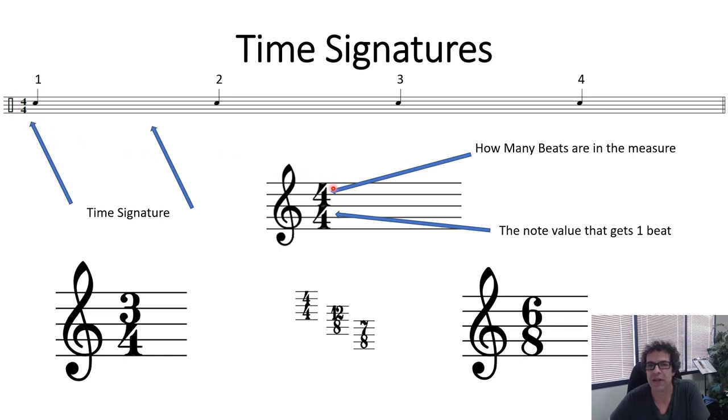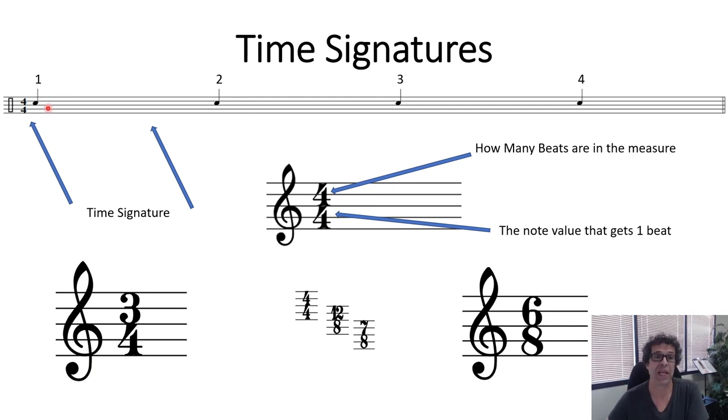Let's look at a blown up version of that. If we go over here, this is the blown up version of that. Now, the 4-4, what does that mean? The number on the top, that is how many beats are in the measure. So if you look at our top example here, this is a full measure. We have one full measure up here at the top, right? And if you count out our quarter notes, there's our beat one, here's our beat two, here's our beat three, and here's our beat four, right? So that's how many beats are in the measure. There's four beats in the measure.